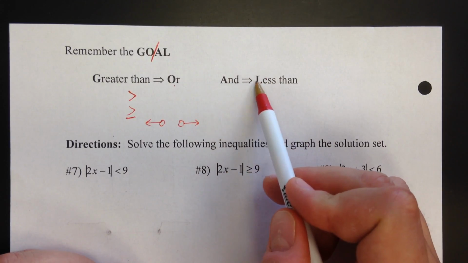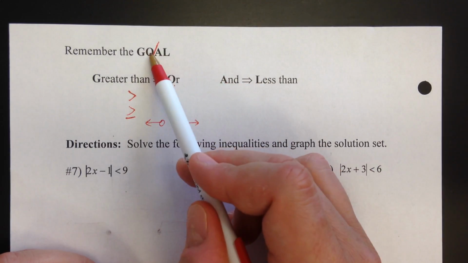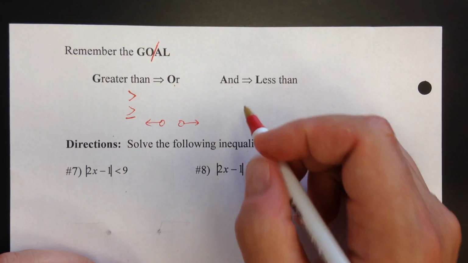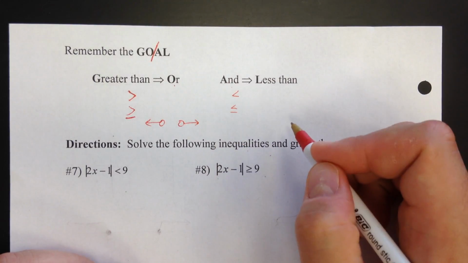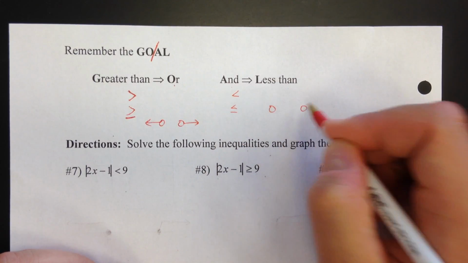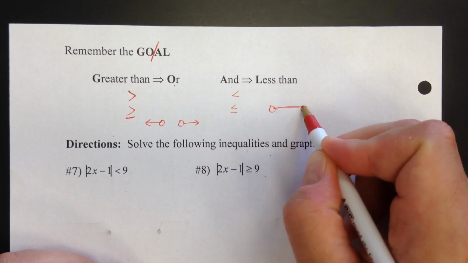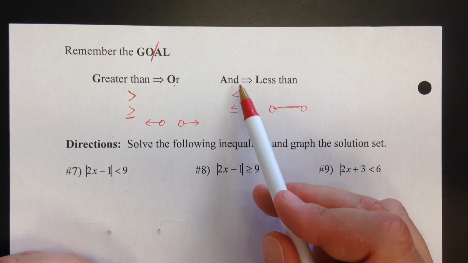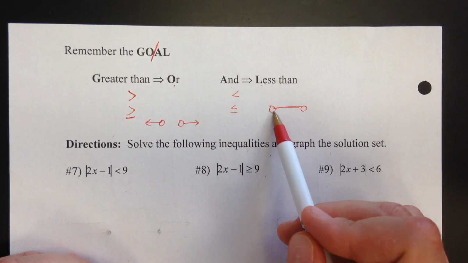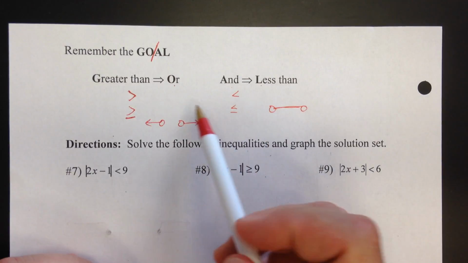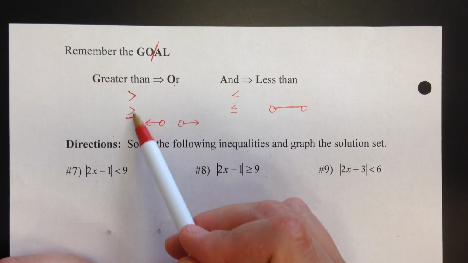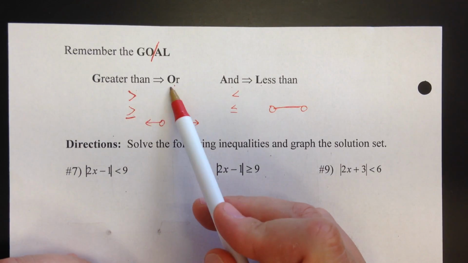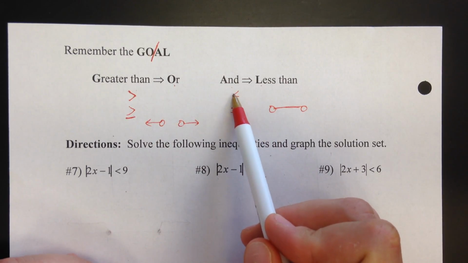Anytime you have an AND problem, so AL, GO, greater than is an OR, and AND is less than. So if you have less than or equal to, that's an AND problem. And if these are the solutions, you're going to be shading between. Okay? So if your absolute value is less than, you're going to be shading between the two values. If your absolute value is greater than or equal to, you're going to be shading opposite directions. Greater than is OR, less than is AND.